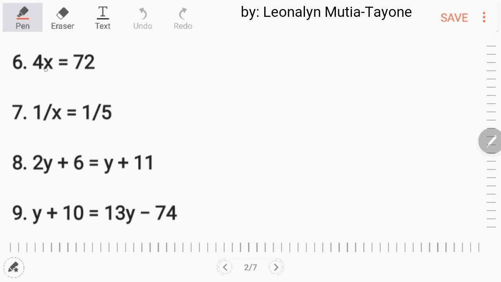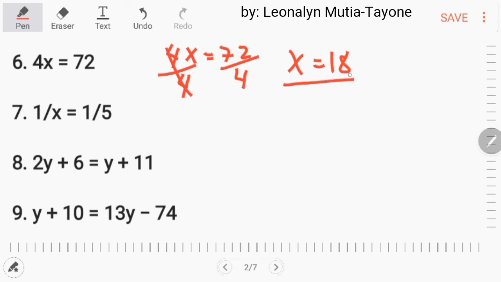Number 6. 4x equals 72. So, 4x equals 72. Para ma-isolate si x dyan, so we will divide 4 to both sides. Bali, x na lang ang tira. 72 divided by 4, and that is 18. So, to double check, x is equals to 18. So, 4 times 18 equals 72. So, tama.